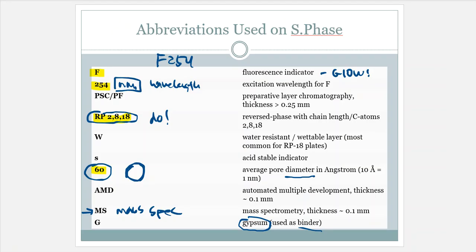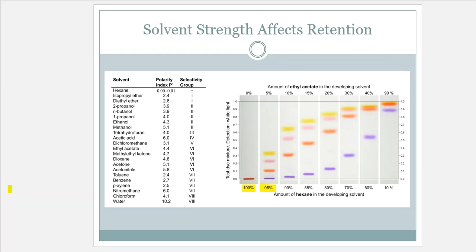As far as solvent strengths go, we've got an image here that I like to talk about for a few minutes. This image is basically showing you 100% hexanes to the left-hand side. And we are beginning to change the percentage of hexanes as we go little by little by little.